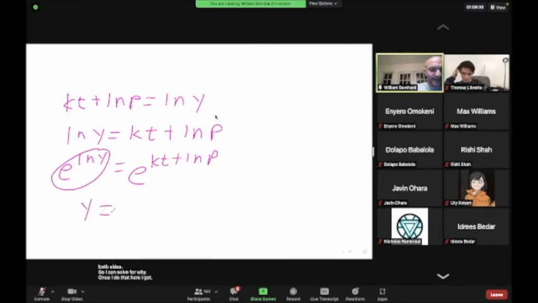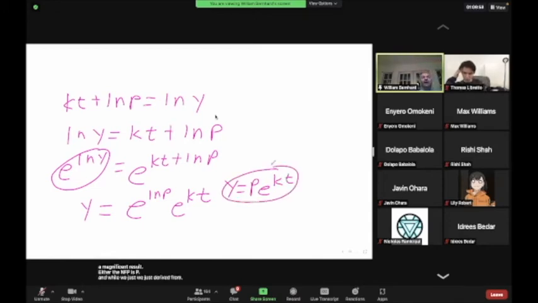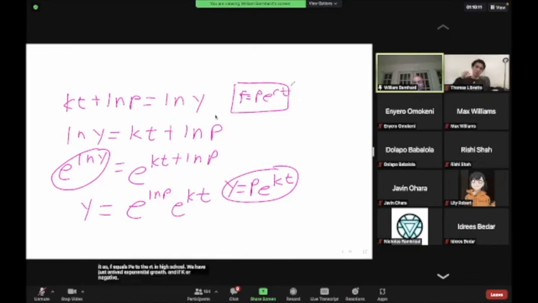Once I do that, I get y equals, but it behooves me to factor this with the laws of exponents: e to the ln of P, e to the kt. Laws of exponents: in multiplication, you add the exponents on the same base, so I just reverse that process. Lo and behold, a magnificent result. e to the ln of P is P, and voila, we just derived from scratch the famous formula. Some of you may have learned it as F equals P e to the rt in high school. We have just derived exponential growth, and if k were negative, we just derived exponential decay, like radioactive decay.